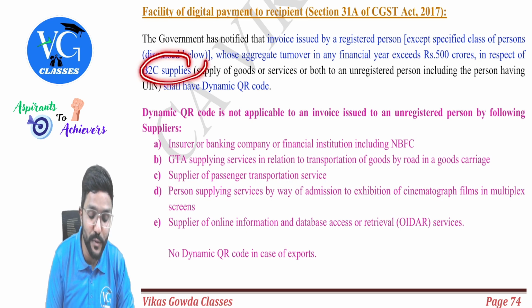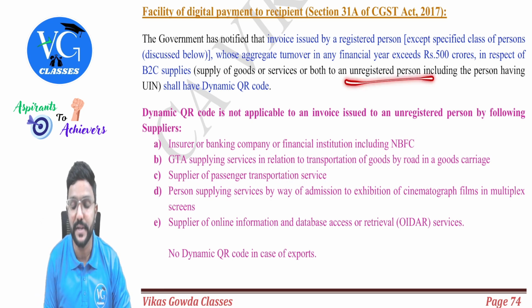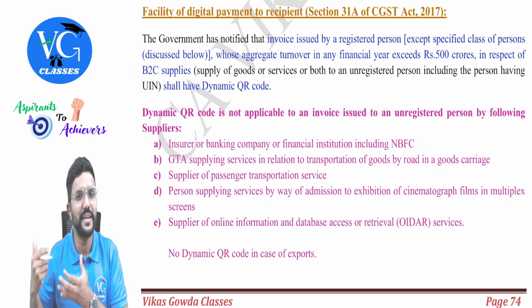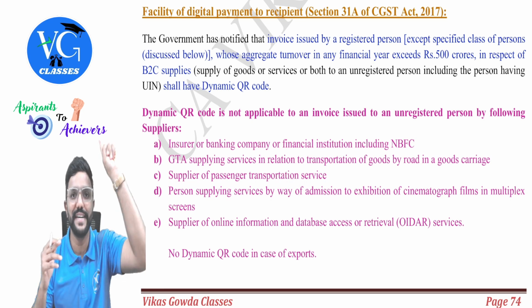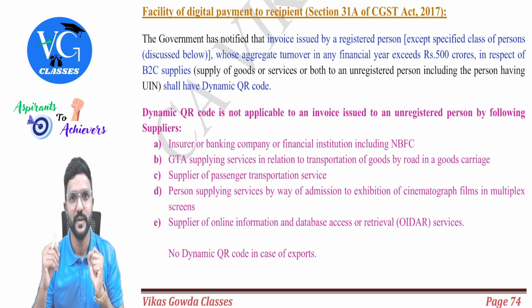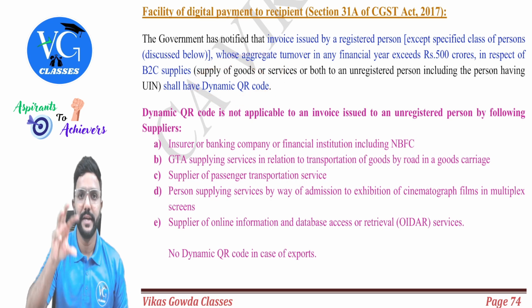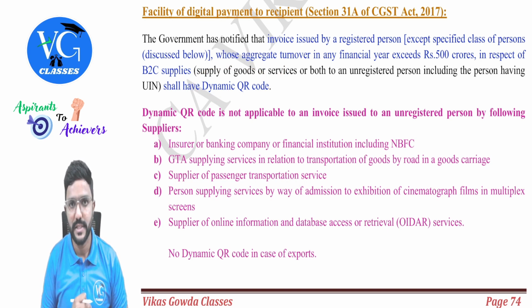In respect of B2C supplies, supply of goods or services or both to unregistered recipients, including a person having UIN. Guys, a recipient who has a UIN is considered to be an unregistered person only. We already discussed this in the registration chapter. Yes. So will it fall under B2C? Yes. It shall have a dynamic QR code. On the invoice, the dynamic QR code has to be displayed through which the recipients can scan and make the payment. Is that clear? Yes.